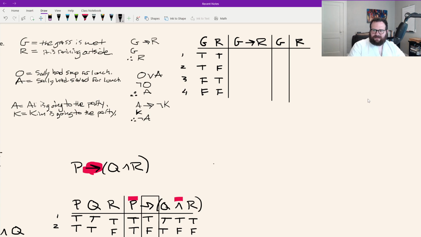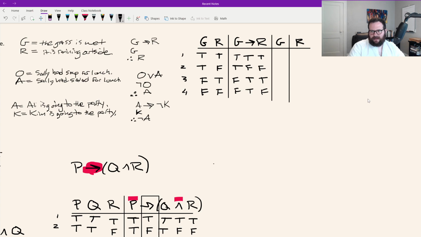Let's start with this first premise. If G, then R. Well, first we have to fill in this information. True, true, false, false. True, false, true, false. A conditional is always true unless the left side is true and the right side is false. So we know it's going to look like this once again.